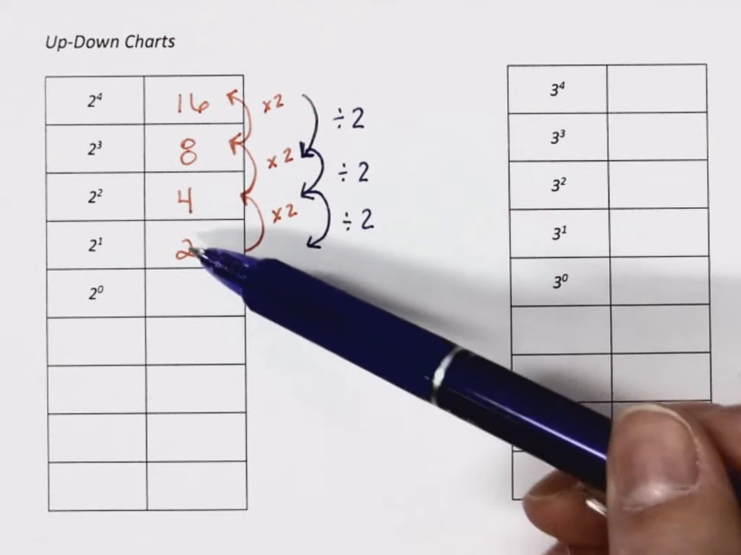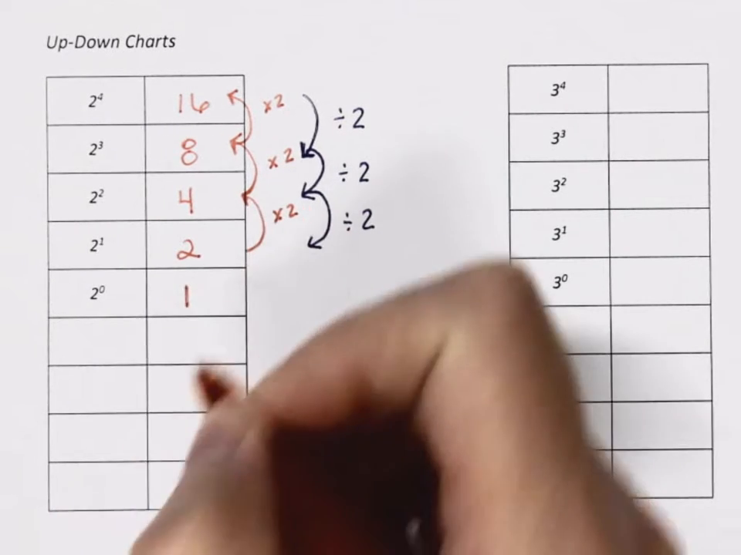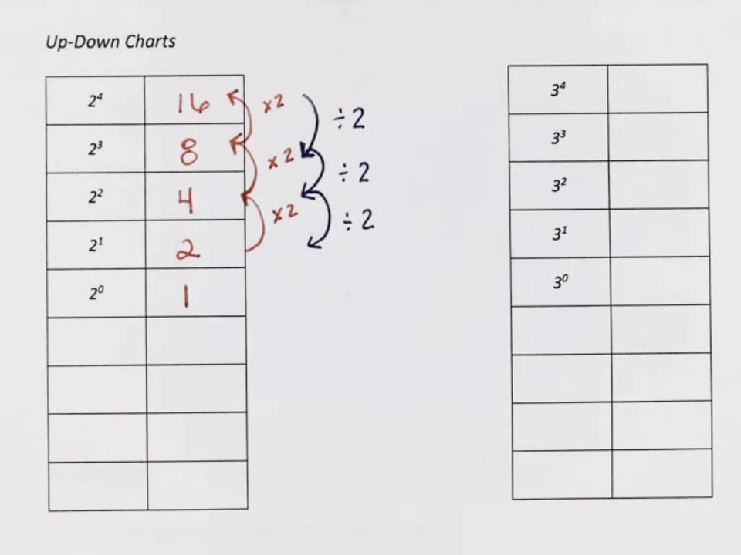So what's 2 divided by 2? No. What's 2 divided by 2? 1. 2 groups divided by 2 groups. That's good thinking there.